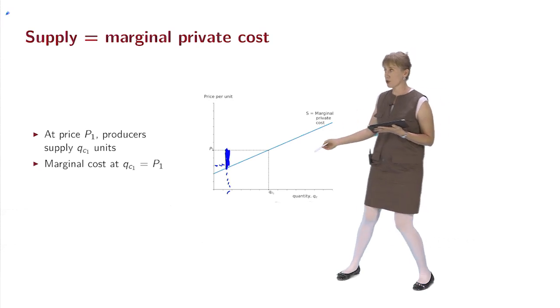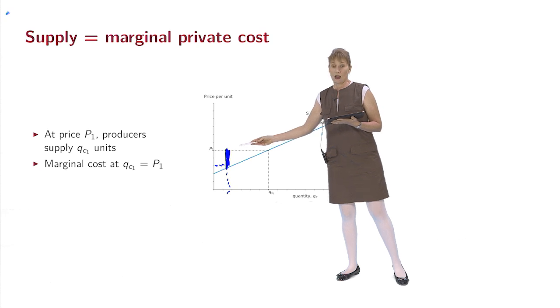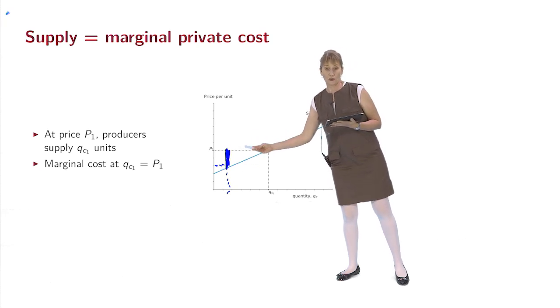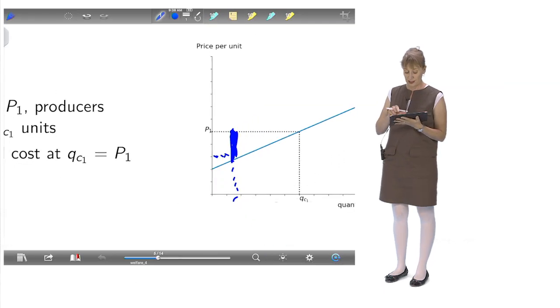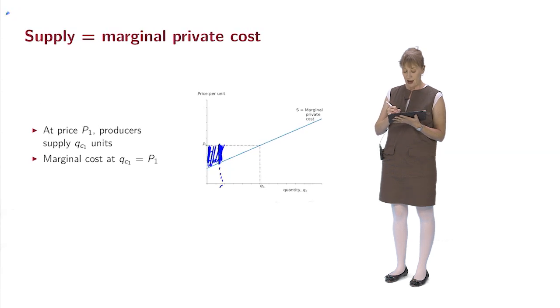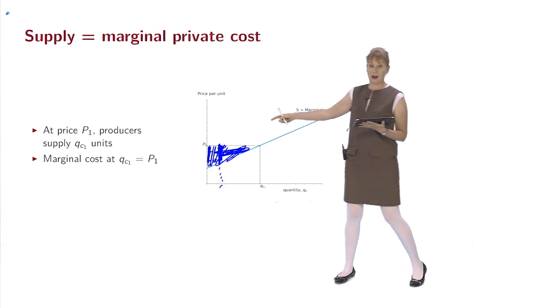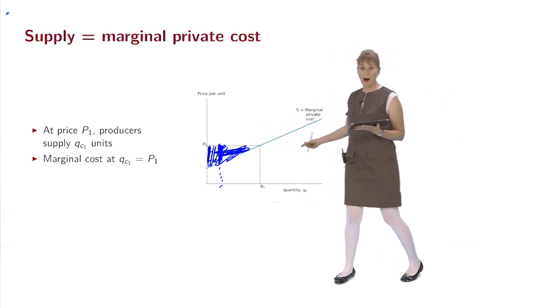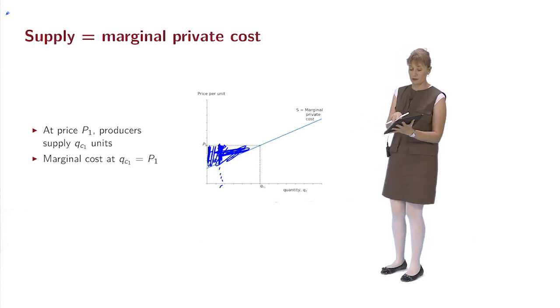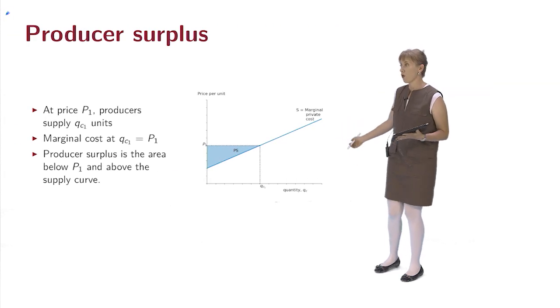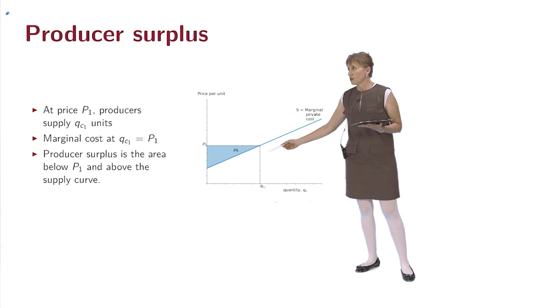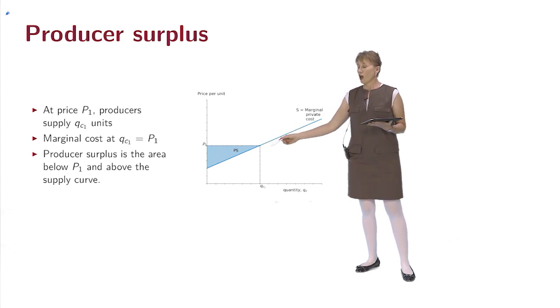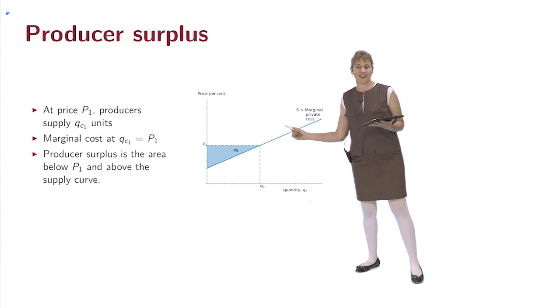So producer surplus is the difference between the price collected and the price required to bring that quantity to market. So total producer surplus in this market, we can represent as the area below the market price and above the supply, or the marginal private cost curve. So let's clean that up and take a look. So marginal cost at QC1 units of output is equal to P1. Our producer surplus is the area below the market price and above the supply curve.